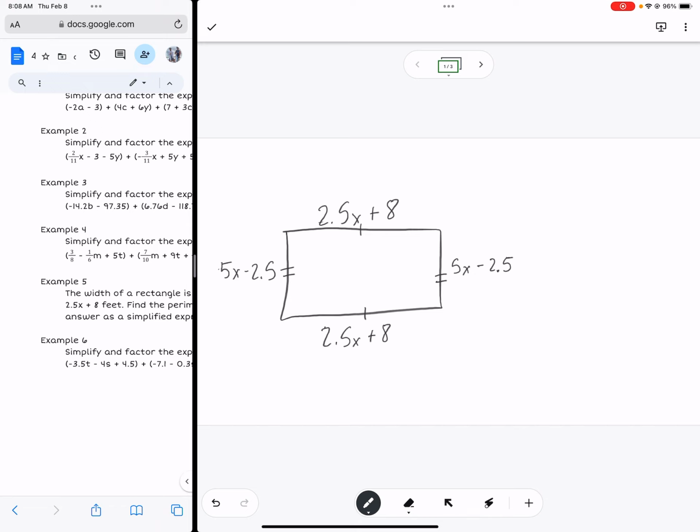And it really doesn't matter which way you draw the rectangle. You could draw the rectangle like this. Which way is easier? Yeah, I like them this way, the horizontal way.